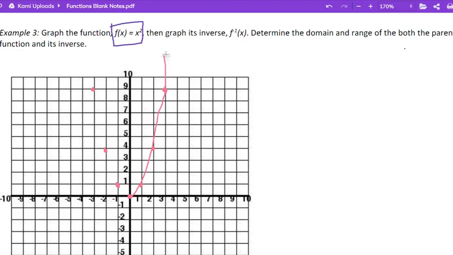Some of you on your quiz forgot to graph arrows. You do lose marks, because by drawing those arrows, you are showing your understanding that this function continues on forever and ever.